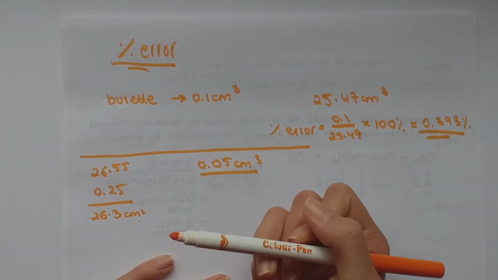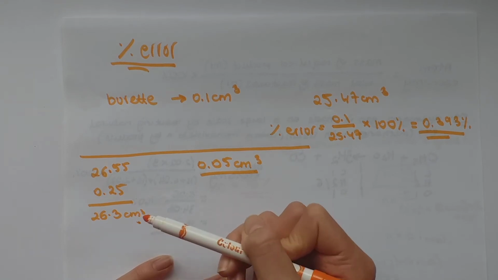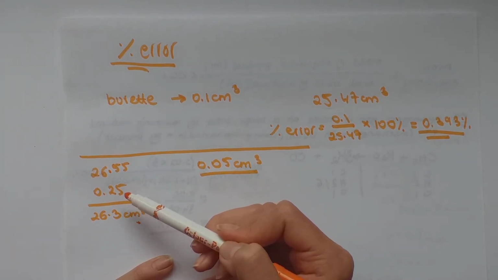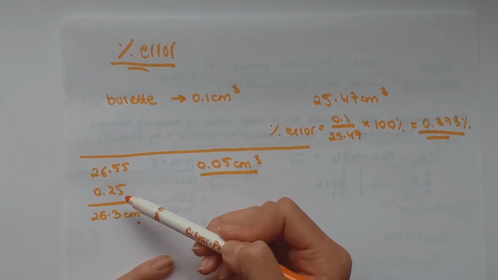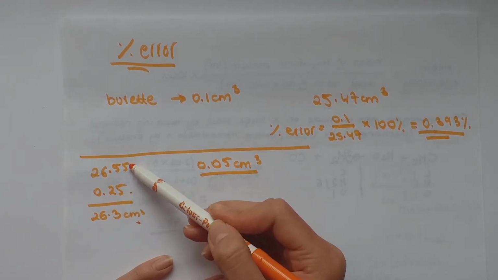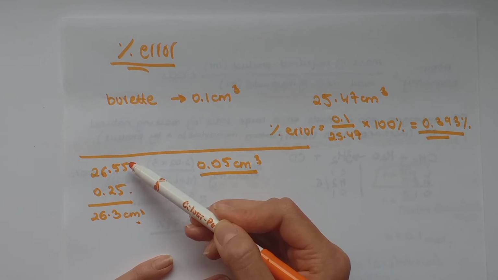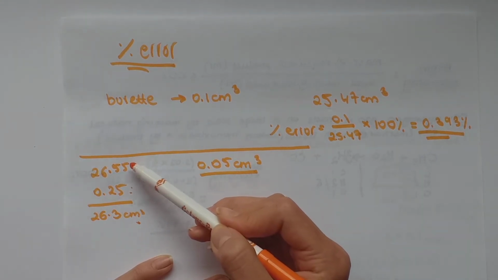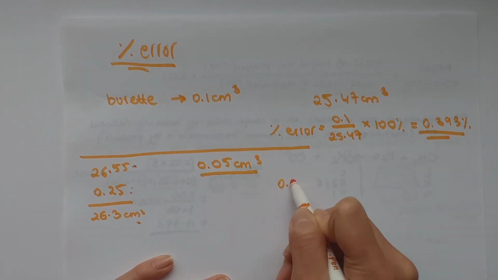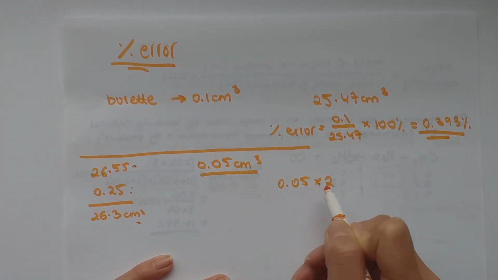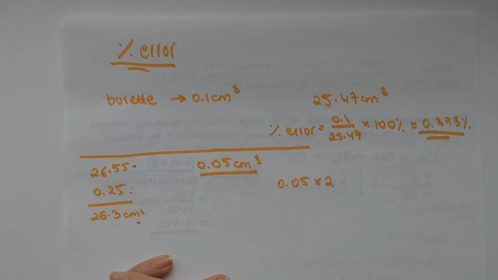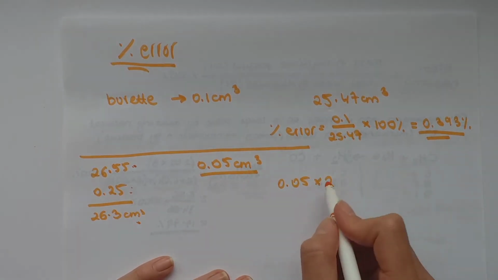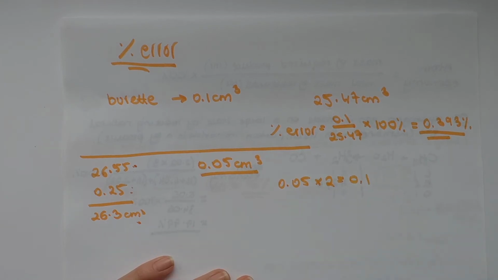So in order to find a titer, you need two readings. You need to take your initial reading and your final reading. So you can make a mistake reading your initial value, and you can make a mistake reading your final value. So you need to multiply the error by 2 because you're reading the value twice. So that would be 0.1.